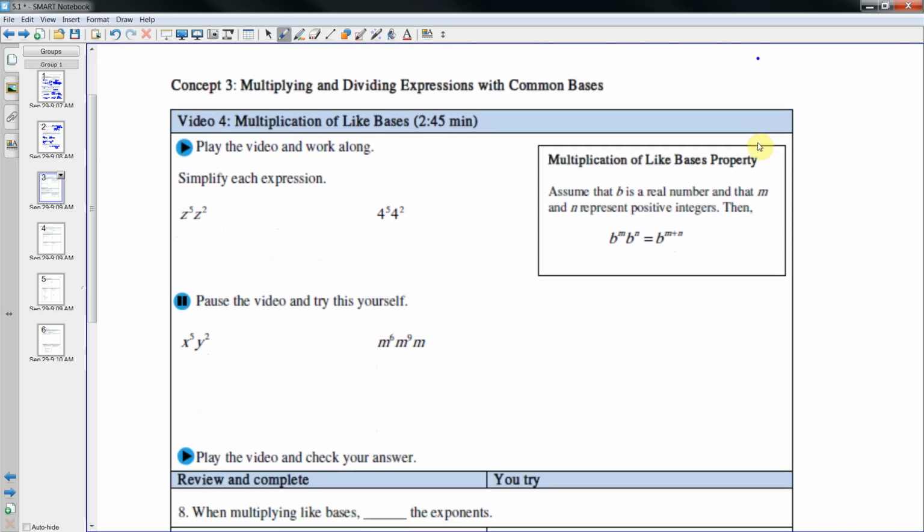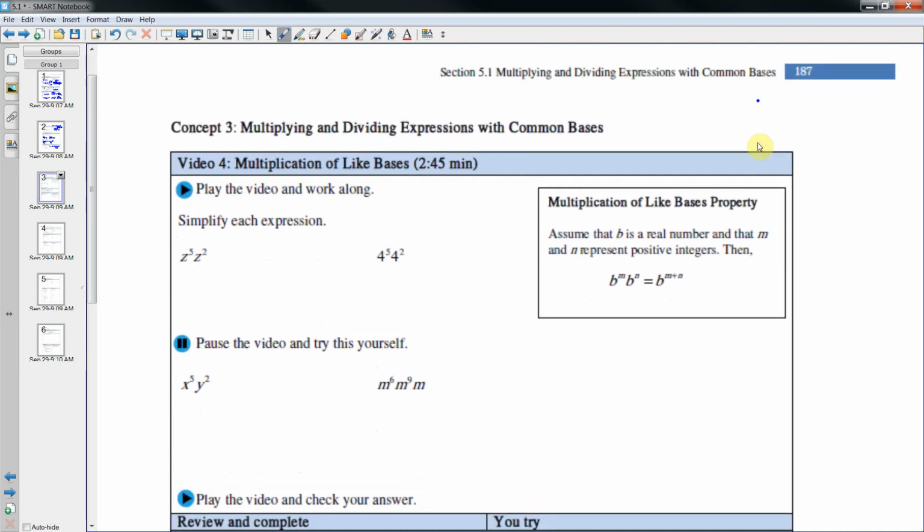Alright, now we're going to get into some rules with exponents. I think at the end of this chapter it's going to give you a box where it summarizes all of these rules. My advice is to get a note card, and as we go through the rules from each section, write them down on a note card so that you have them.